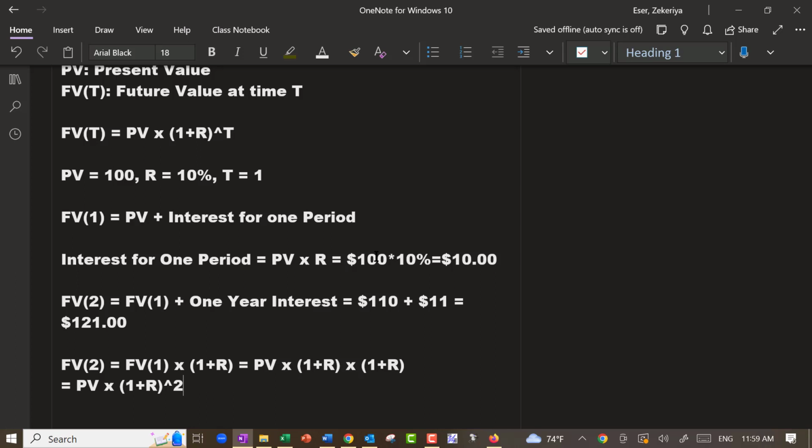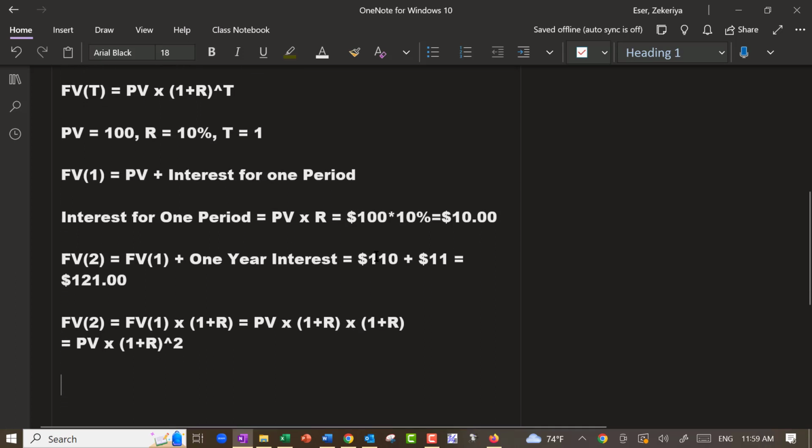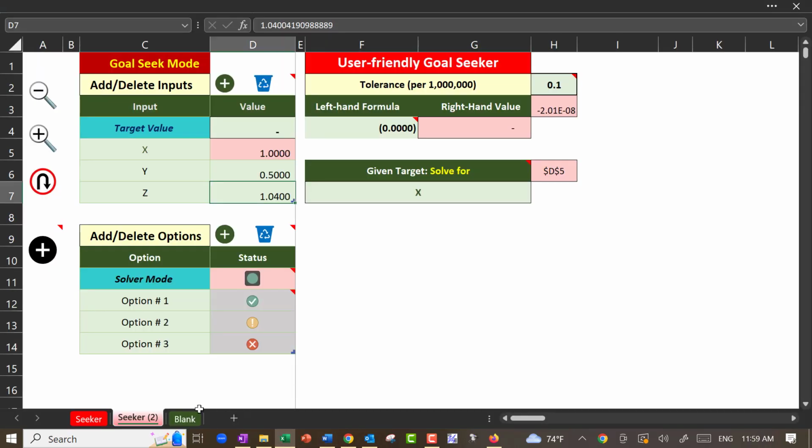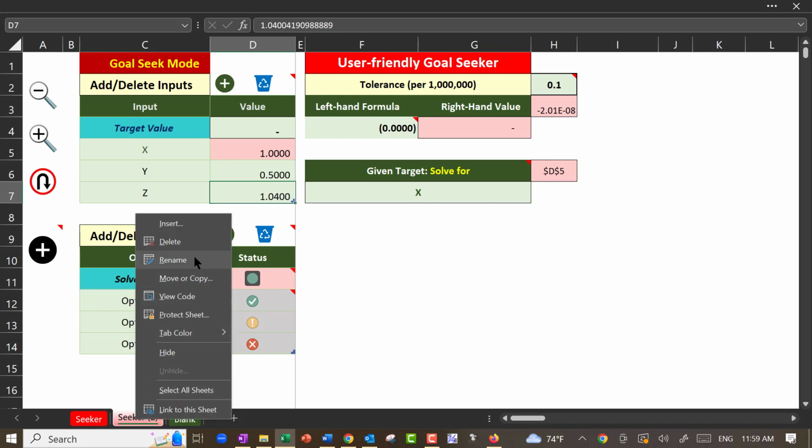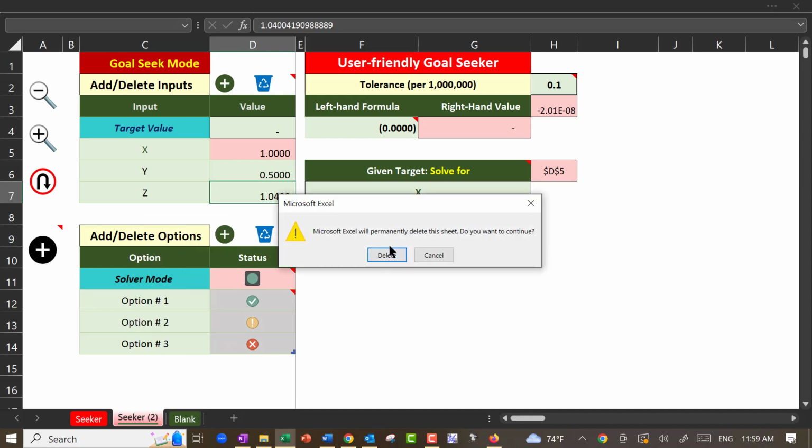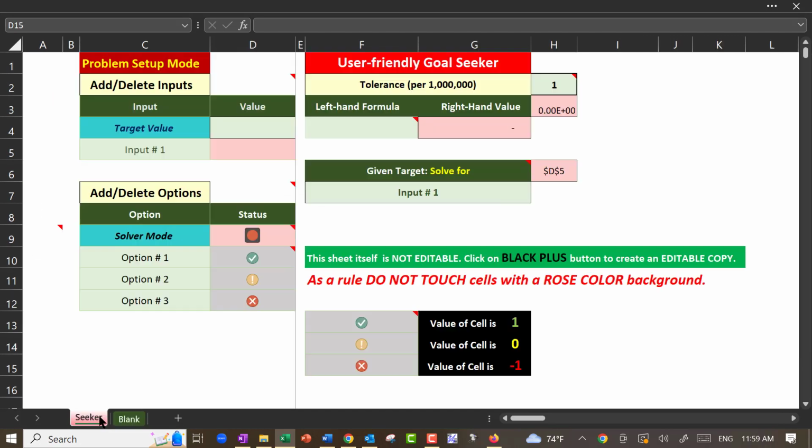So let's set it up in our solver. Let me delete this. This is my template in the Solver. This is a protected sheet. The only thing it would allow you to do, unless you know the password, is add a copy of that, okay, without all those warnings and stuff.